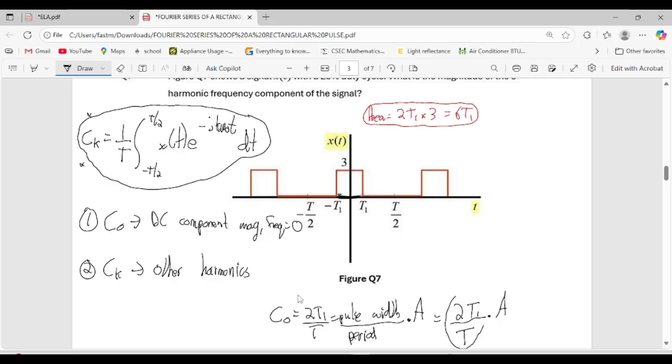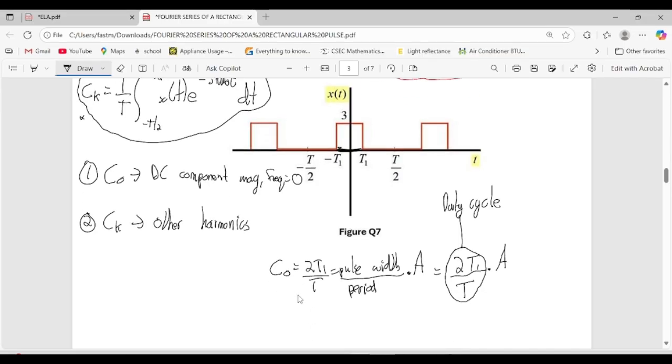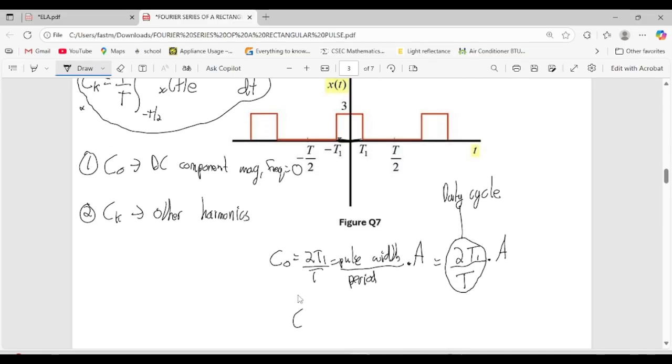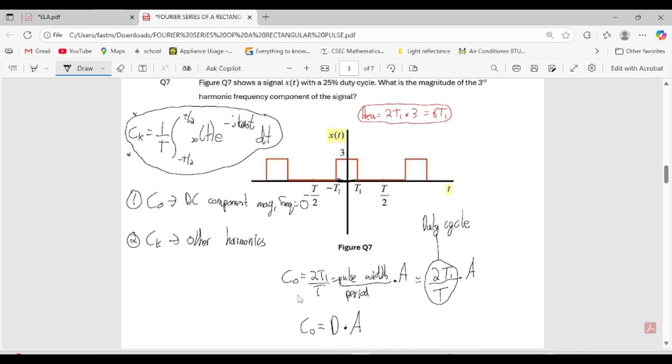So in this question here, remember this is your duty cycle. Okay? A is unity, so that does make it the C0. But this is the duty cycle. So watch how everything is going to come together. C0 will basically just be the duty cycle multiplied by the amplitude of whatever they give you. That's literally all it is. So look how easy it becomes to get the C0.